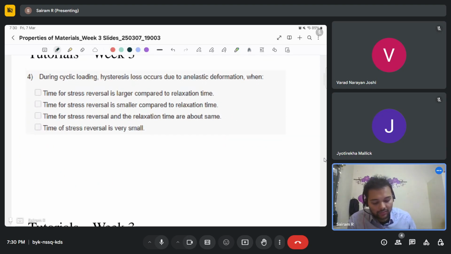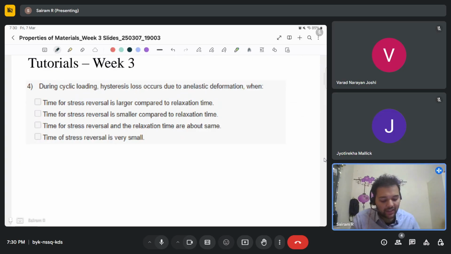During cyclic loading, let's go to the fourth question. During cyclic loading, hysteresis loss occurs due to anelastic deformation when: time for stress reversal is larger compared to relaxation time; time for stress reversal is smaller compared to relaxation time; time for stress reversal and relaxation time are about the same. So during cyclic loading, hysteresis loss occurs due to anelastic deformation when the time for the stress reversal and the relaxation time are about the same.